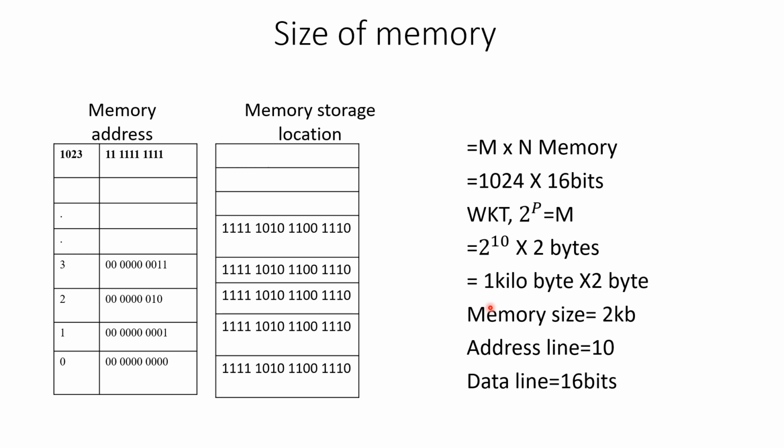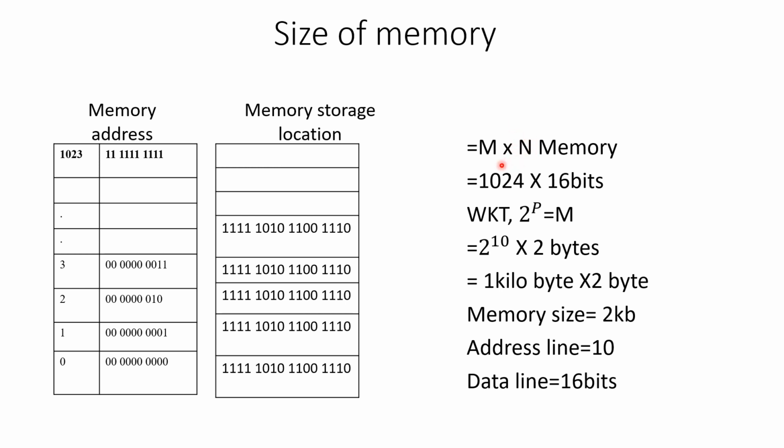How to calculate the size of the memory and the underlying data lines? Let us see. Consider there is a memory. The memory has locations from 0 to 1023. Each location of the memory can store 16 bits. So how to find out the size of the memory? The size of memory is m cross n. Here m is the number of memory locations and n is the number of data bits in the data line.